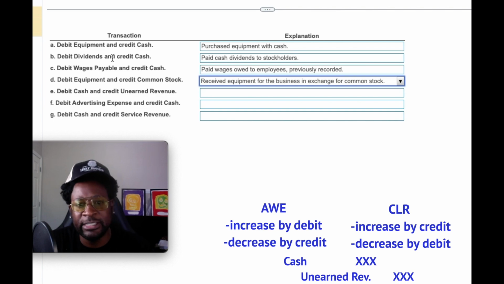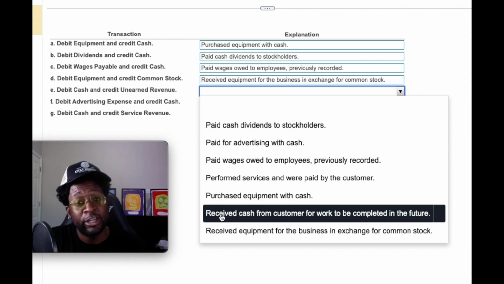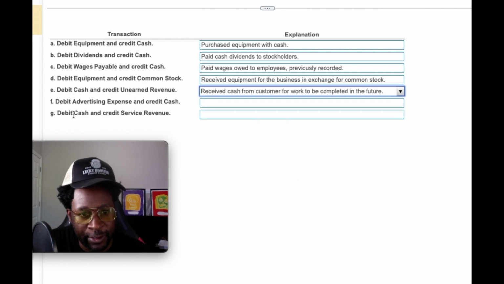So let's see what transaction that would constitute. There it is. Receiving cash from a customer for work to be completed in the future. Keyword: in the future. Moving on.